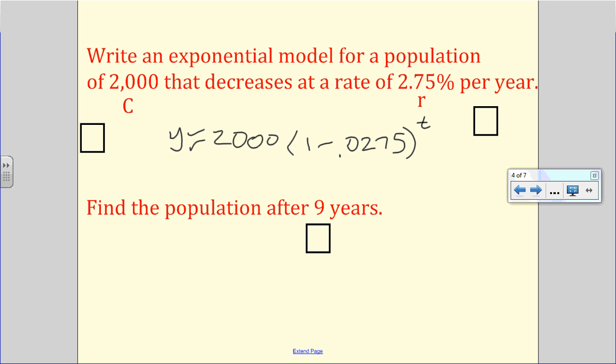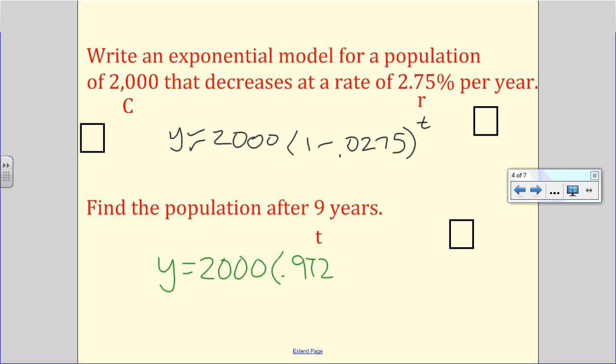All right, but now we're finding the population after 9 years. So this is where we can quickly jump onto our calculator, and now we get to plug that 9 in for t. So we should see y equals 2,000 times 0.9725. If we look at that in terms of what we're multiplying by, that's the value that's less than 1, and raise that to the 9th power.